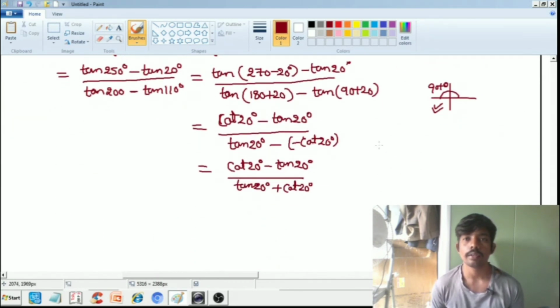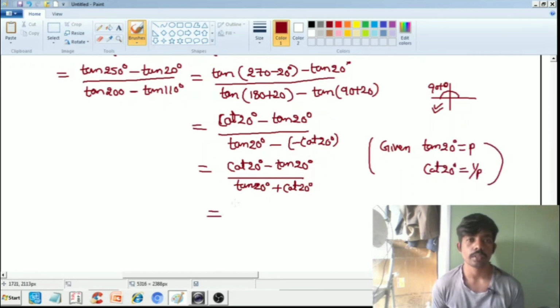Here, given tan 20 degrees is equal to P, which means cot 20 degrees is equal to 1 by P. Now, cot 20 degrees minus tan 20 degrees is equal to 1 by P minus P, so this is 1 by P minus P.